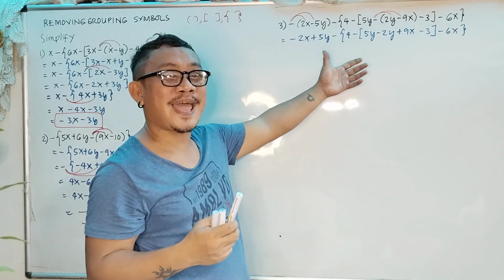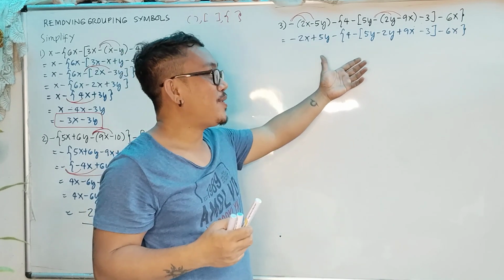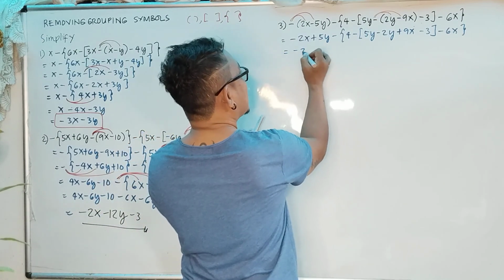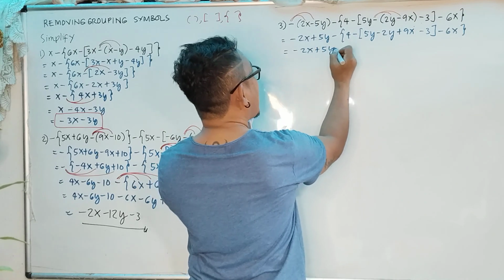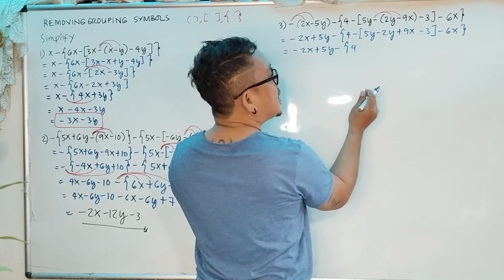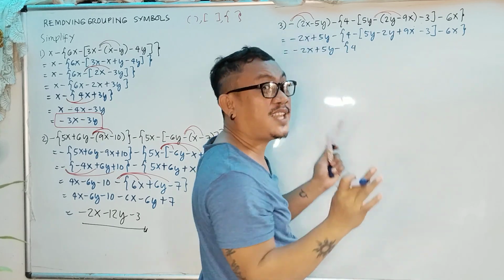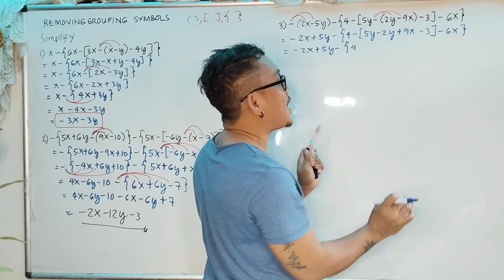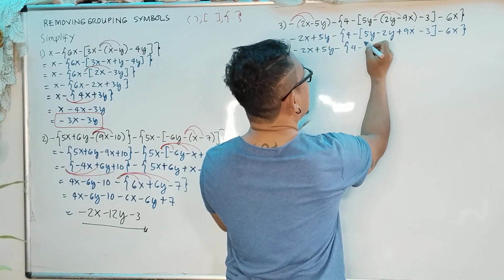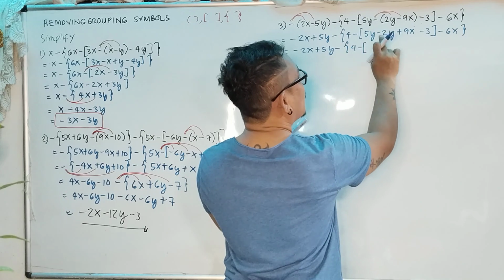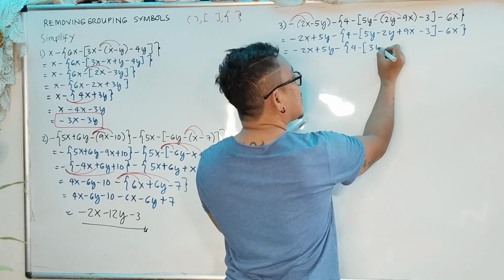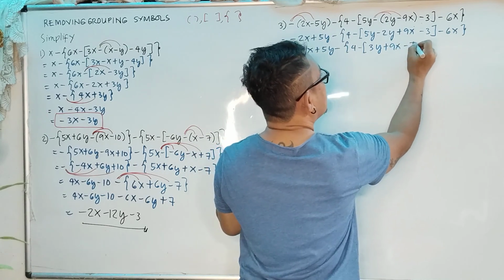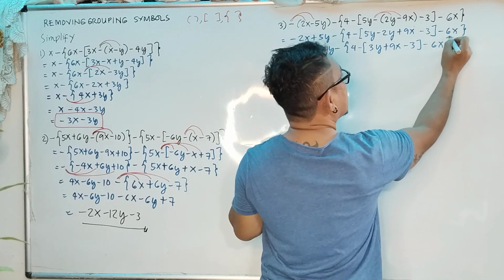So, are the steps understood? Okay. So, here, we just copy negative 2x plus 5y minus 4. Then, before we can remove the bracket, we combine first. Combine like terms. We add or we subtract. Okay? Minus, copy. So, we can combine 5y minus 2y. So, 5 minus 2, 3, copy the variable y. Okay? So, you just copy 9x minus 3, then copy, close.